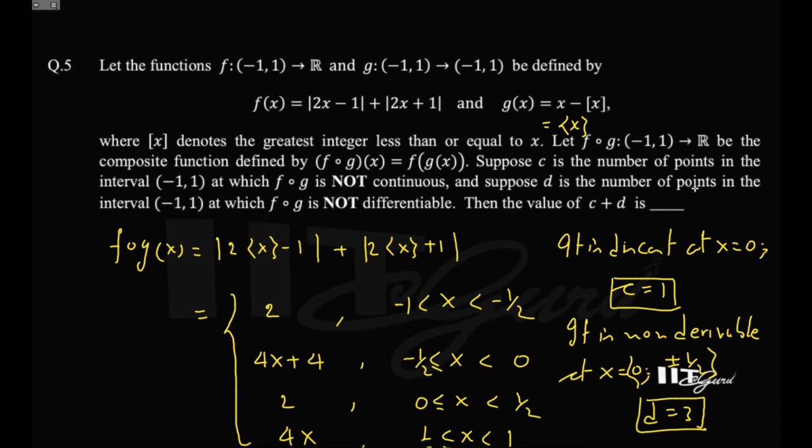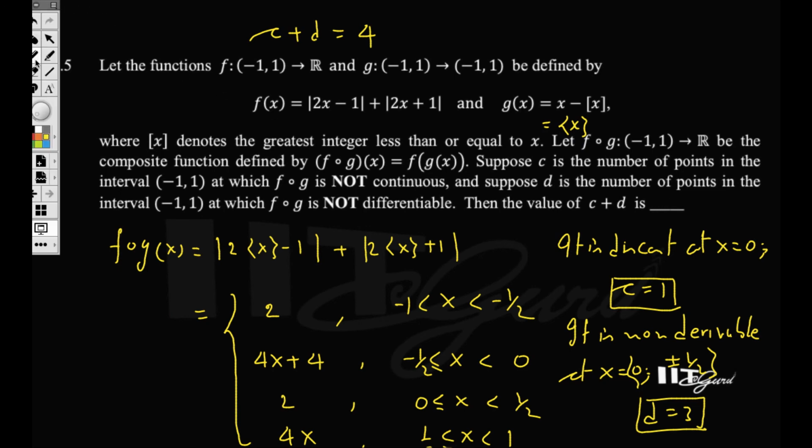D is the number of points where the function is not differentiable. So finally, they are asking for C plus D. The value of C plus D is 4, and the final answer is 4. So you can write here 4, that's your answer. And this is the final question.